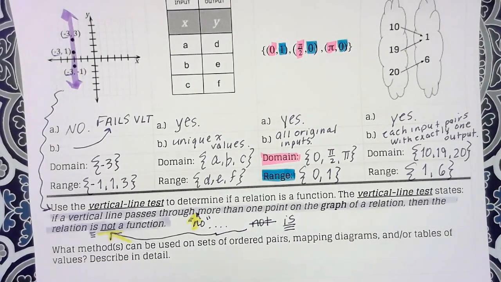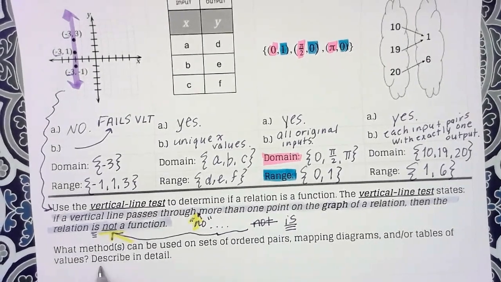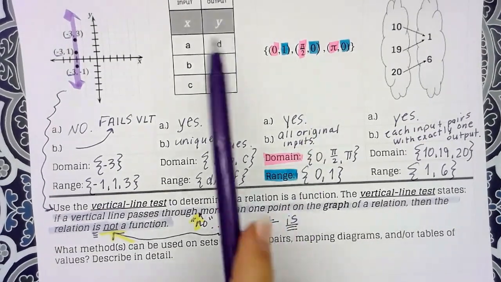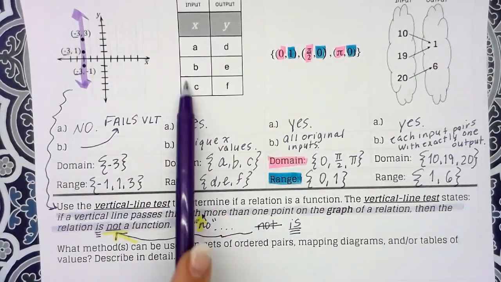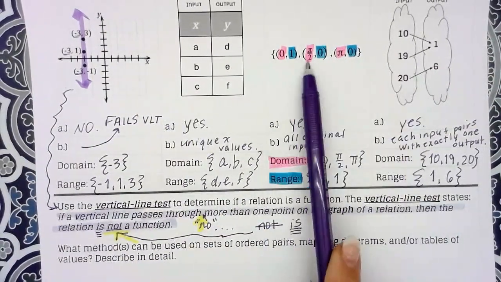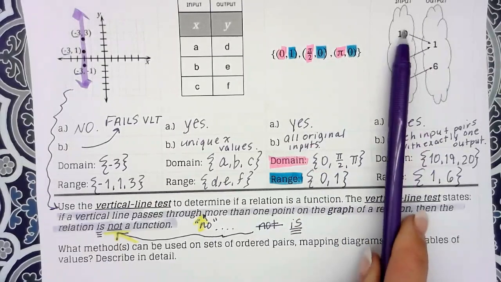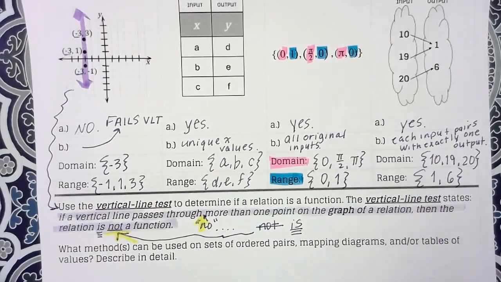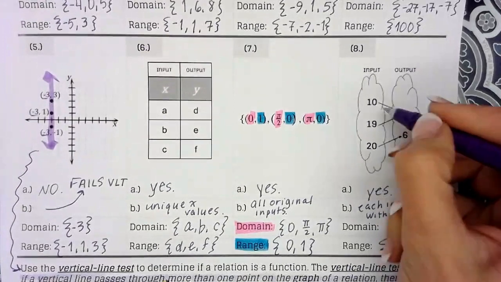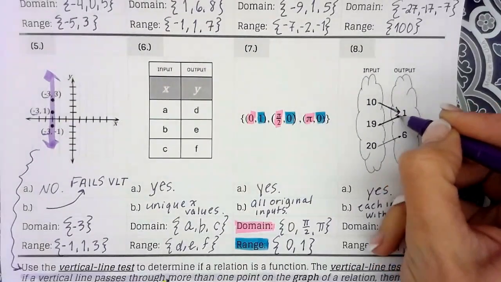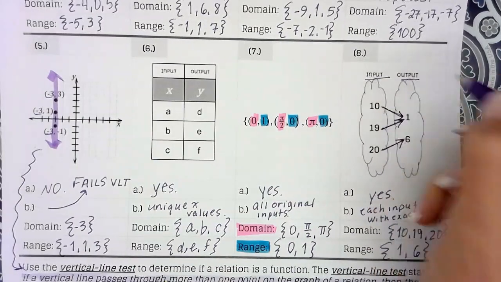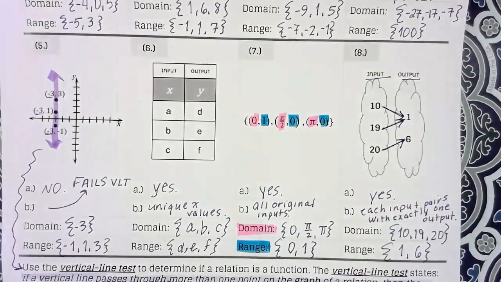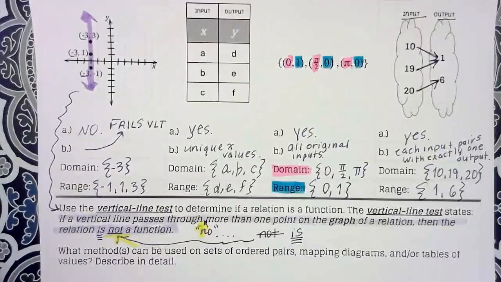What methods can be used on sets of ordered pairs, mapping diagrams, and or table of values? Describe in detail. So we just talked about that. Table of values, just look if x is used more than once, not a function. If they're all unique, you're good. Set of ordered pairs, same idea. Check your x's. And mapping diagram, if an x or an input has more than one arrow coming from it to the outputs, again, make sure on a test or quiz when you make your own mapping diagram, use arrows like this, pointing to the right, and label your unique groups, your input and your output. Okay? So make sure you're aware of that so you can move quickly.